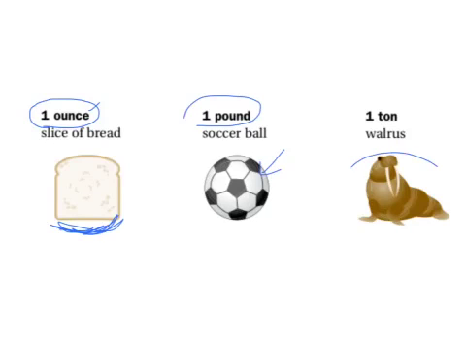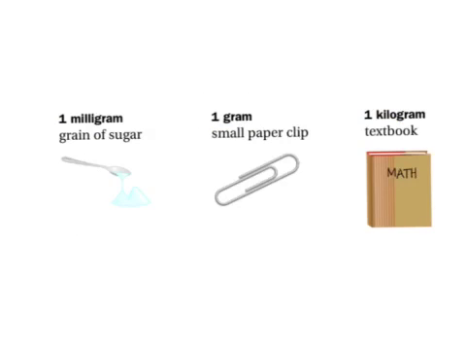And a walrus, those guys are big and they're heavy, is about 1 ton. 1 ton is 2,000 pounds. So that's about the weight of what a walrus would weigh. Okay, now that was the customary system. This is the metric way of measuring things.